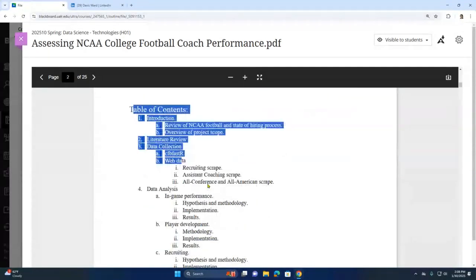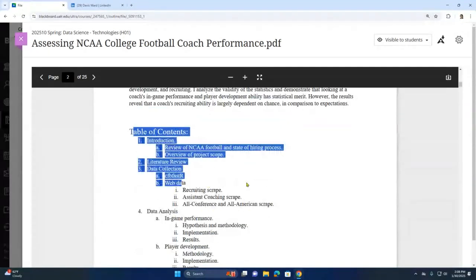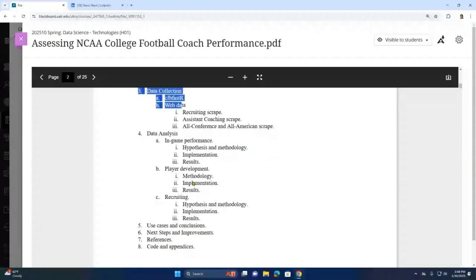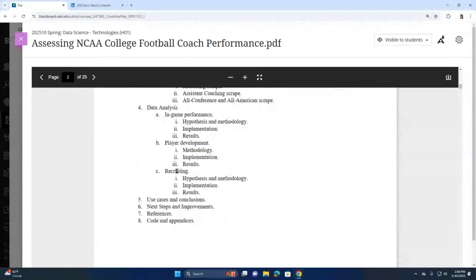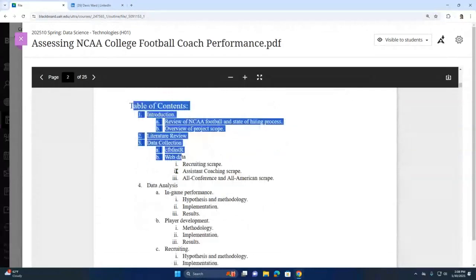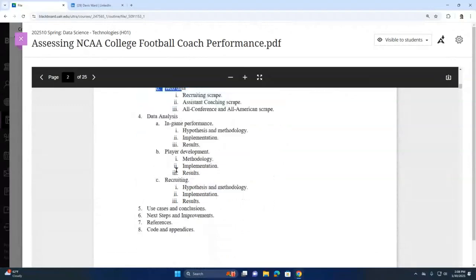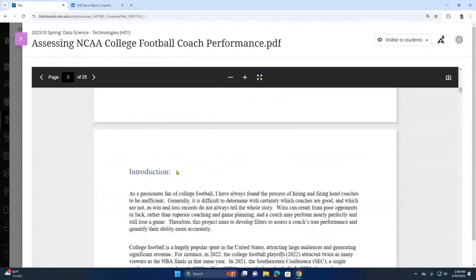Davis also provides a table of contents. I think I would have preferred to have the table of contents on a separate page. But as I say, that was more of a formatting preference. I have seen some papers, again, that have everything on a single page.